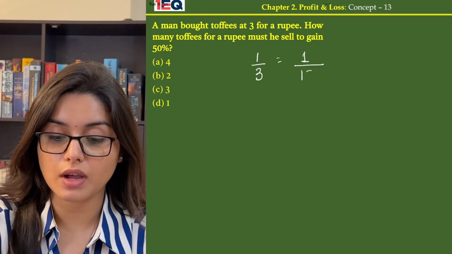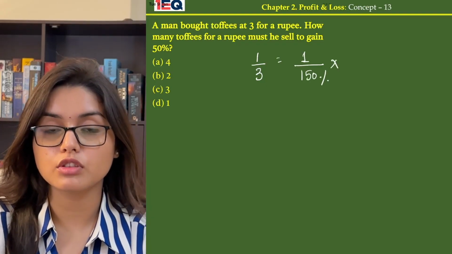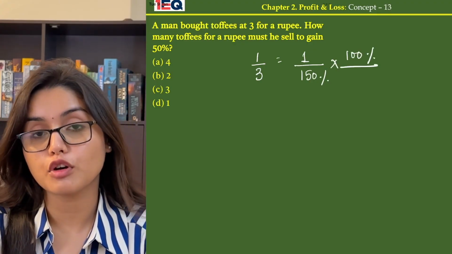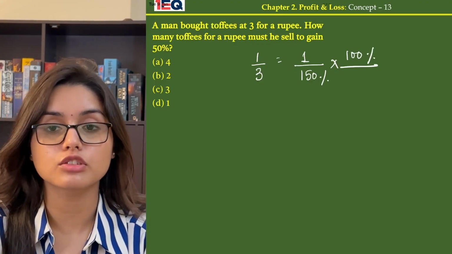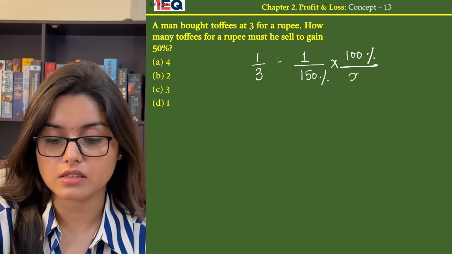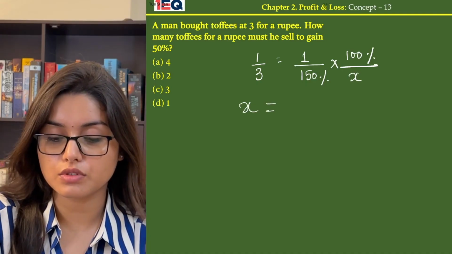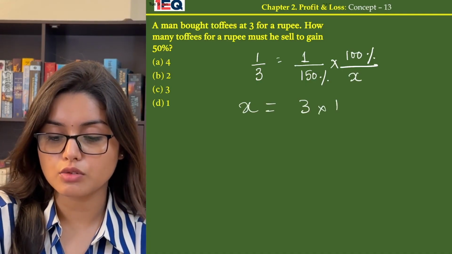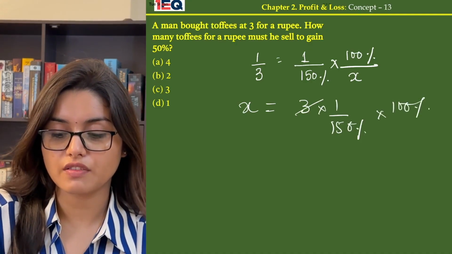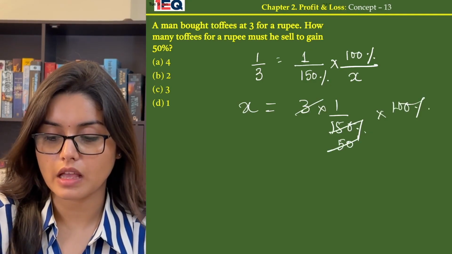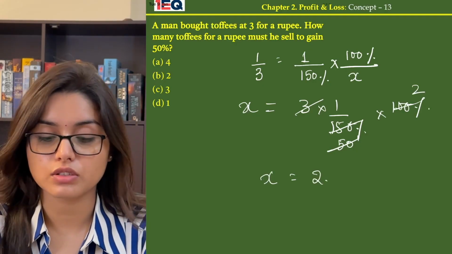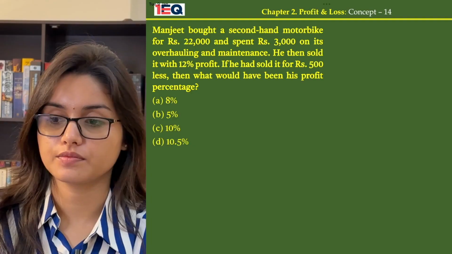So he wants to sell it at 150% of the cost price, that is 100%, divided by the number of toffees he can sell at 1 rupee, making sure to gain 50% profit. So let that be X. So X will be equal to 3 into 1 by 150% into 100%. Now on dividing, we get 50 and 2. X equals 2. So the answer to this question is option B.